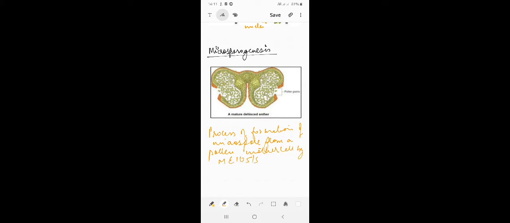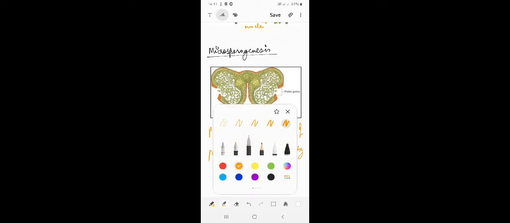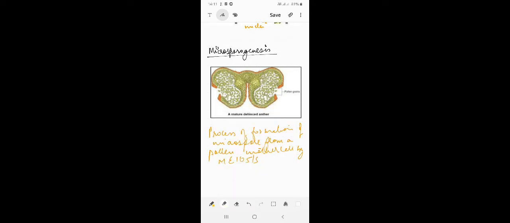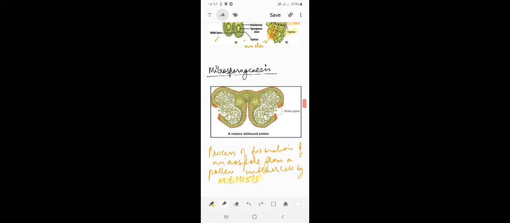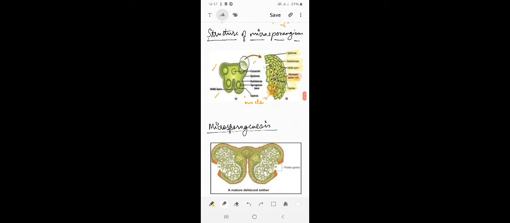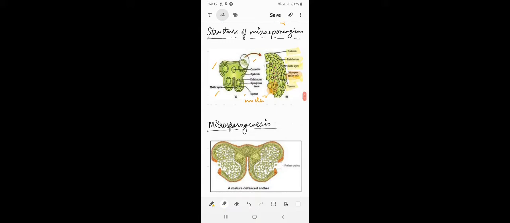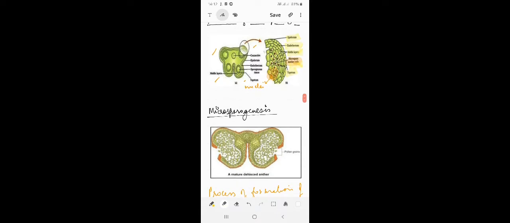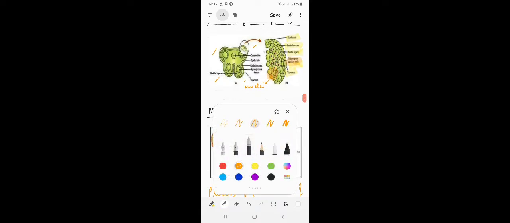So what is meiosis? As you know, that is your reductional division in which 4 daughter cells are formed. So how does microsporogenesis take place? Each cell of the sporogenous tissue gets matured into the microspore mother cell.